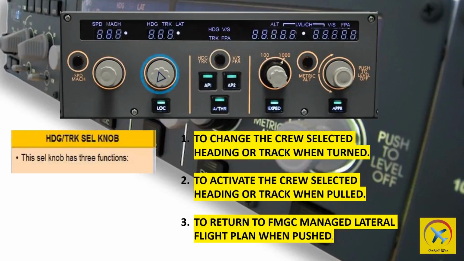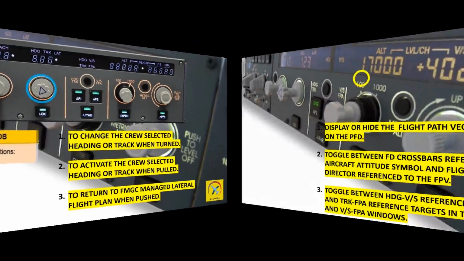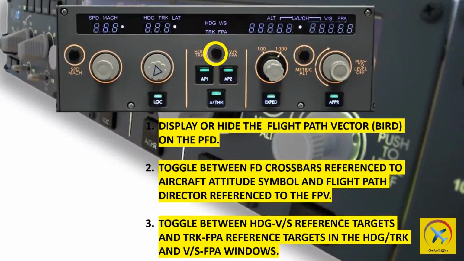The heading vertical speed track flight path angle button changes between heading or vertical speed and track or flight path angle display modes. When heading vertical speed mode is selected, heading appears above the heading or track window and vertical speed appears above the vertical speed flight path angle window. Flight director command bars can be displayed on the primary flight display.